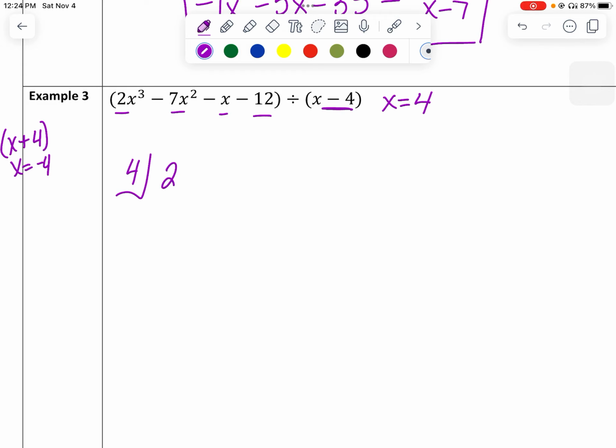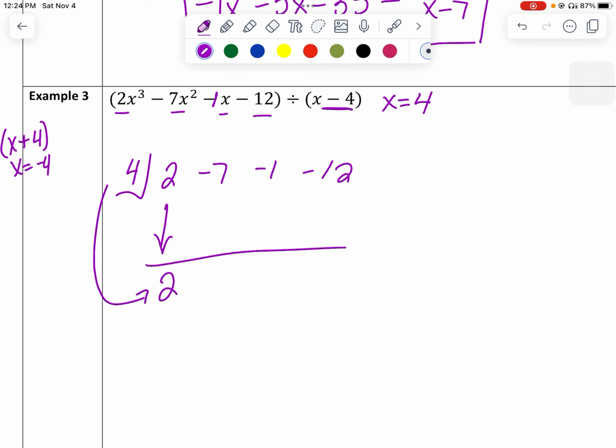Then taking your coefficients, 2, negative 7, this would be negative 1, negative 12. Then drop, so drop it down. Then multiply, 4 times 2 is 8. Then add, negative 7 plus 8 is 1. Then start over, multiply, 4 times 1 is 4. Add, negative 1 plus 4 is 3. Then multiply, 4 times 3 is 12. Then negative 12 plus 12 is 0.